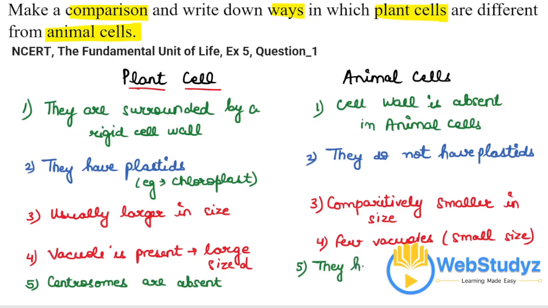Out of this, the presence of plastids is a characteristic feature of a plant cell, and the presence of centrosomes is a characteristic feature of the animal cells. So this was a broad level distinguishing, or we can say a differentiation, a comparison between the animal cells and the plant cells. I hope you understood this well.